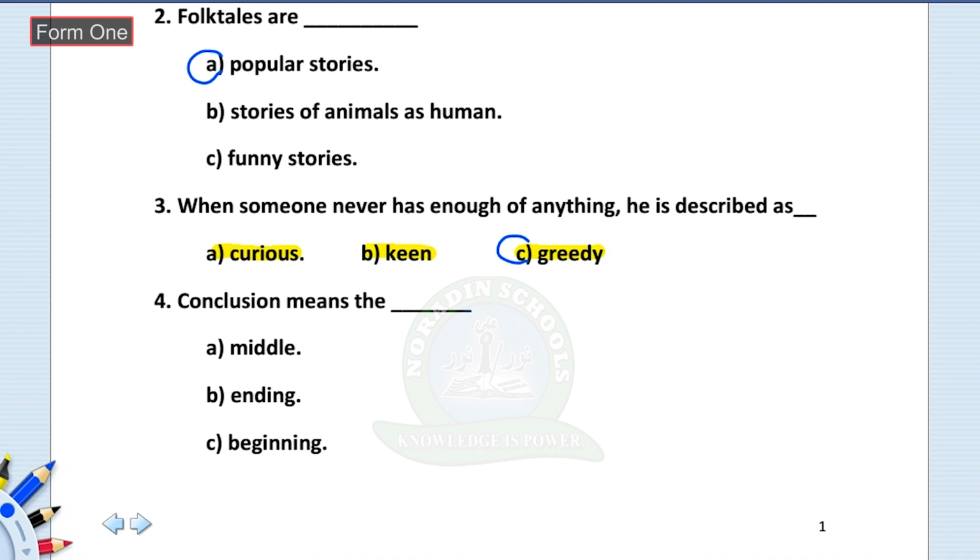The fourth question is, conclusion means the A. Middle. B. Ending. C. Beginning. Which one is the correct answer? Well, the correct answer is B, ending. Conclusion means ending.